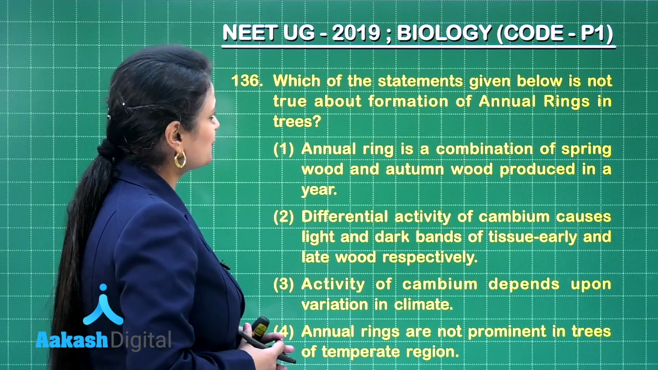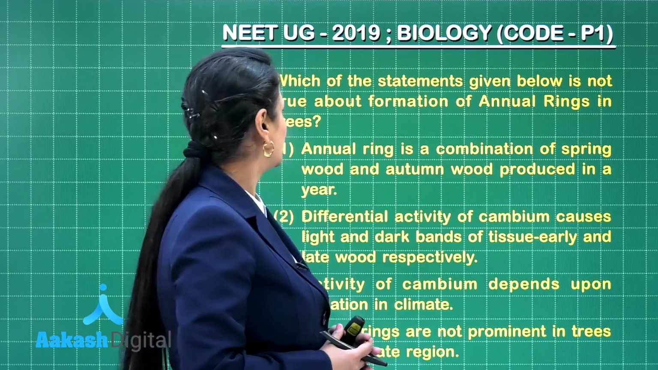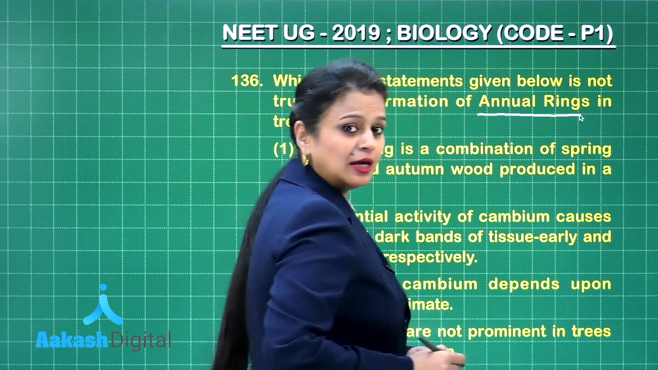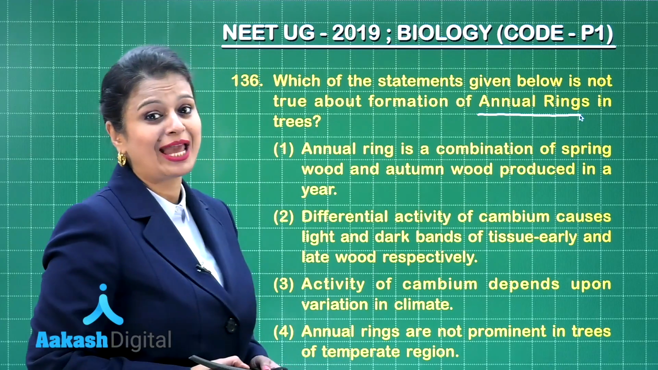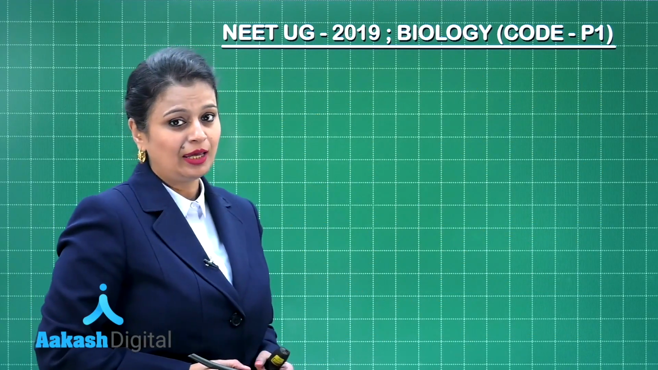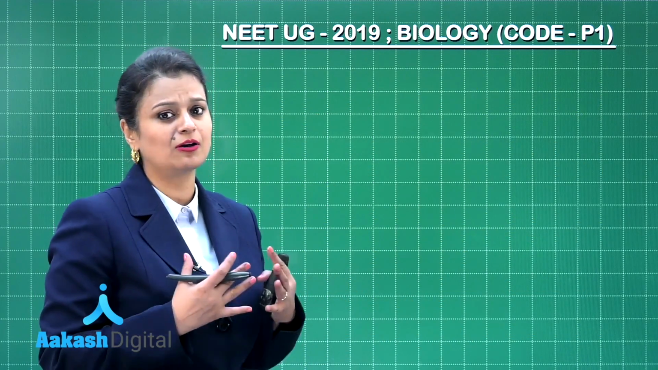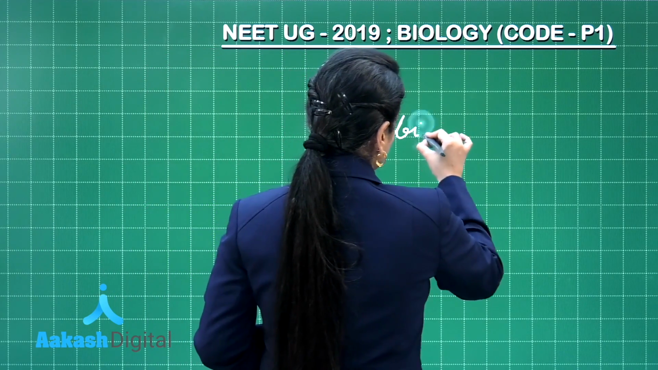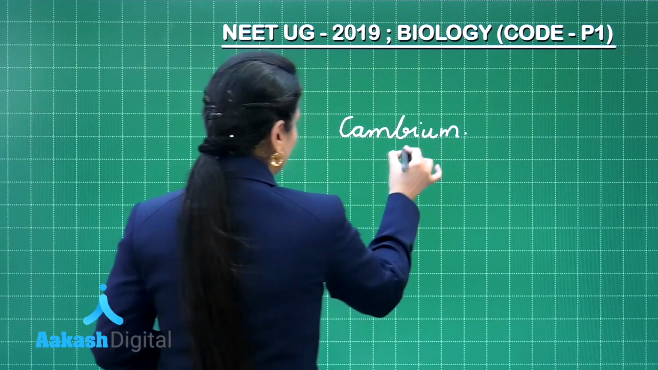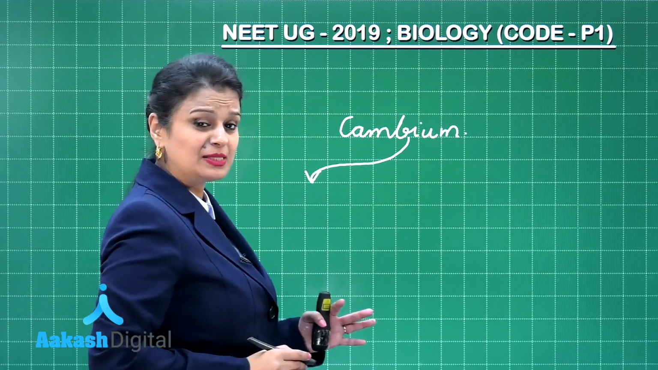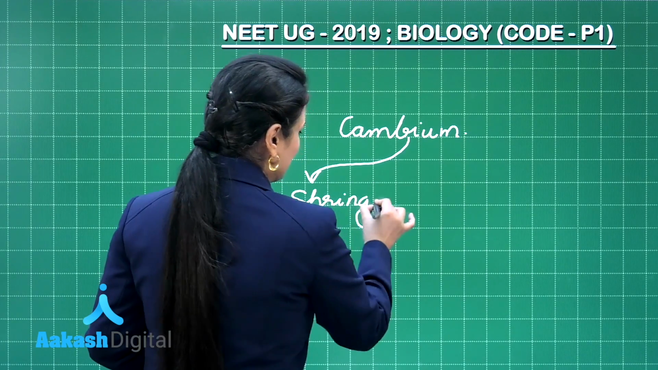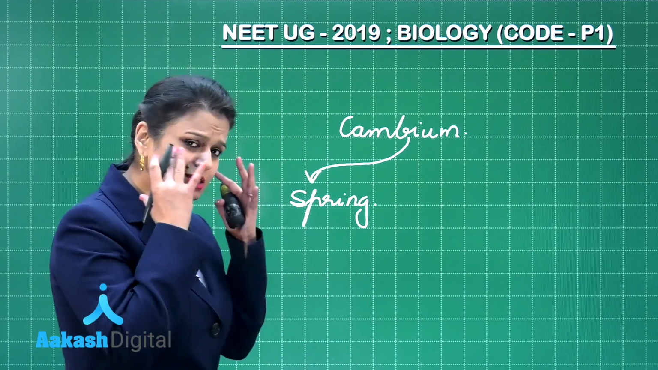Question 136, which of the statements given below is not true about formation of annual rings? Now, annual rings are formed due to the activity of cambium in the plants and the trees of temperate region. So, this meristem is responsible for the formation of annual rings when there is a favorable season, meaning spring season. Now, vascular cambium activity is high. So, it is quite simple.